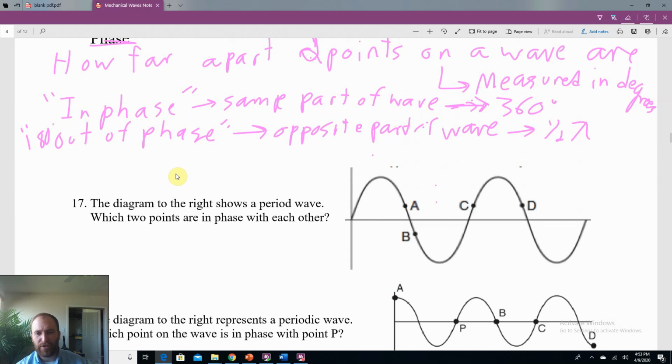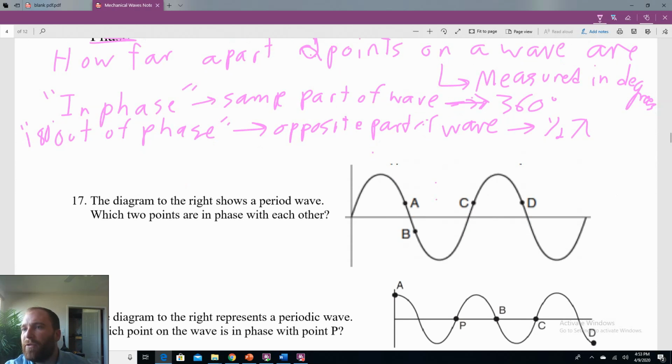What I would do is I would just start with A and work from there. So A is here. Again, a full wave is all the way down, all the way back up, all the way back to where you started. So if we start here, anything that's in phase should be just as high up as point A. Because, again, in phase means the same part of the wave. So right away, B is not at the same part of the wave as anything else, so that doesn't work. Alright, one complete wave is all the way down, all the way back up.